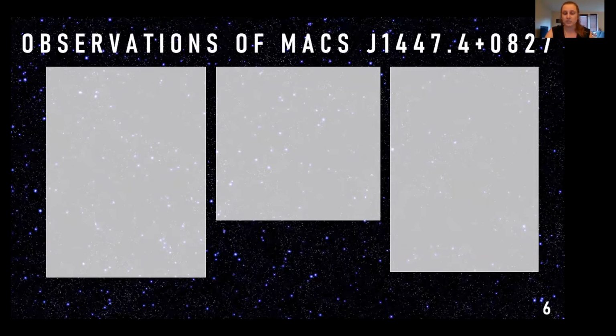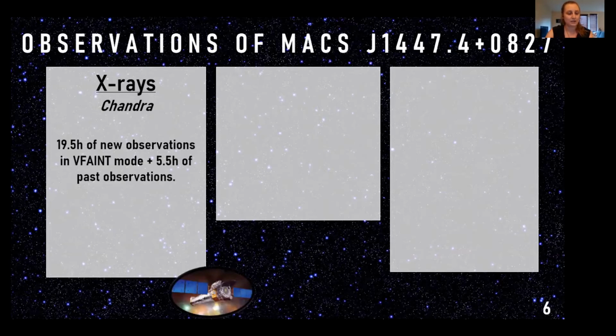So now the observations of MACS J1447 we got. We have 3 wavelengths: X-ray, radio, and visible. First we have X-rays from the Chandra X-ray Observatory. We had about 20 hours of new observation in VFAINT mode, and we already had 5.5 hours of past observation.